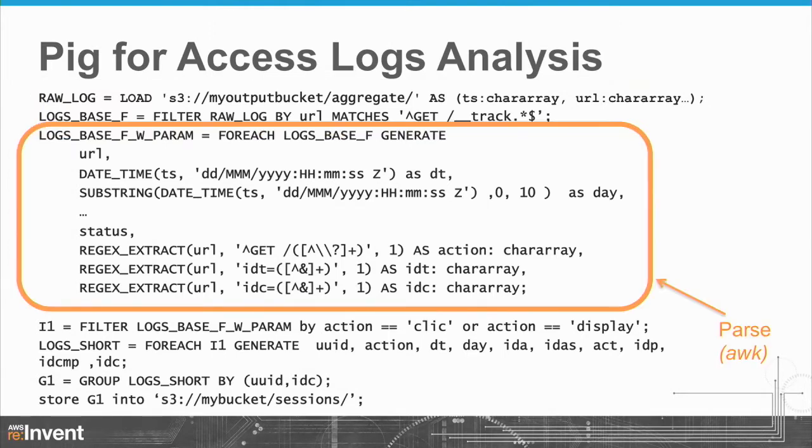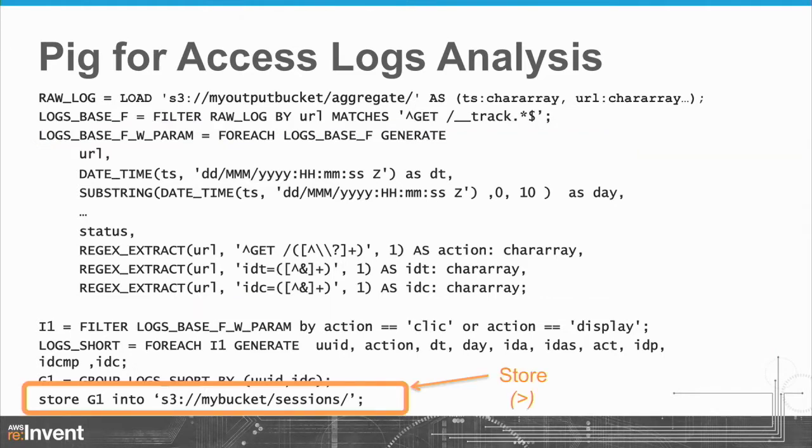The second phase is to do this parsing. That is, what values do we have inside? You can see that we are getting the user ID, the campaign ID. And this is very similar to what you would write if you are writing an awk command. And at the end, when we finish our processing, we just store the data back, very similar to what you can do with shell. So it's quite simple to write a Pig script.